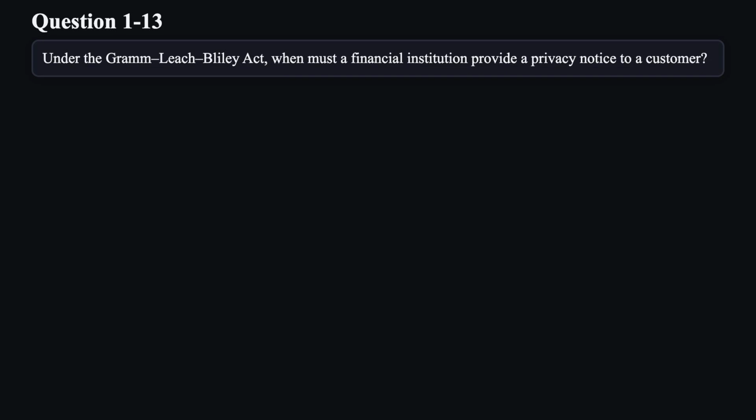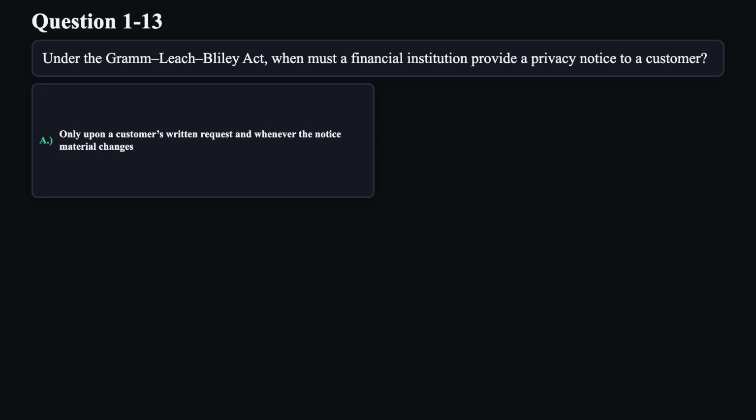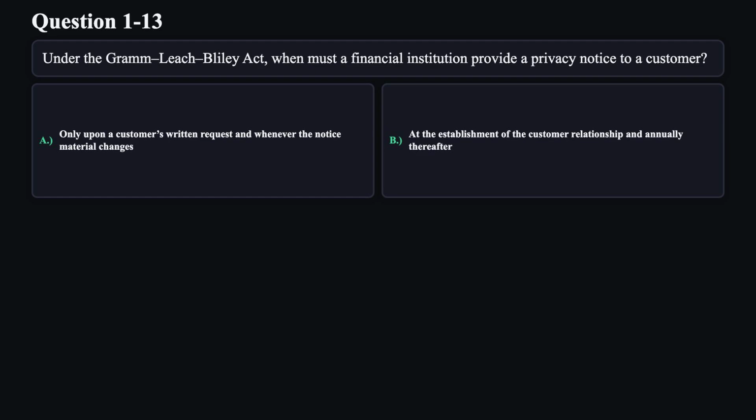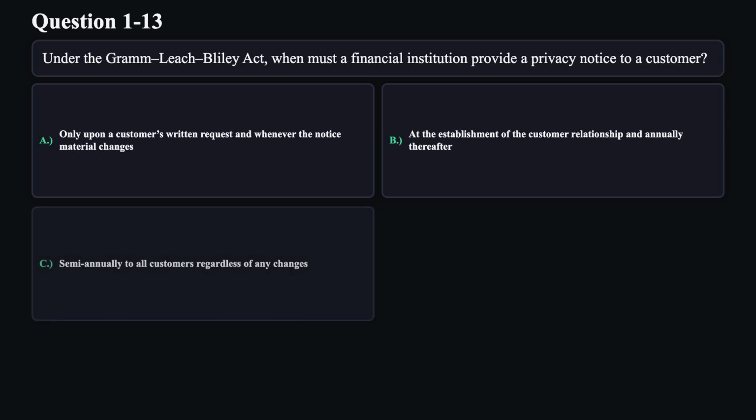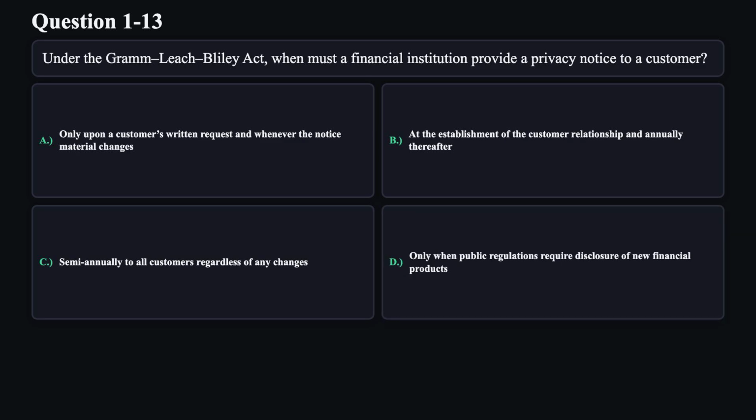Question 13. Under the Gramm-Leach-Bliley Act, when must a financial institution provide a privacy notice to a customer? A. Only upon a customer's written request and whenever the notice material changes. B. At the establishment of the customer relationship and annually thereafter. C. Semi-annually to all customers, regardless of any changes. D. Only when public regulations require disclosure of new financial products.